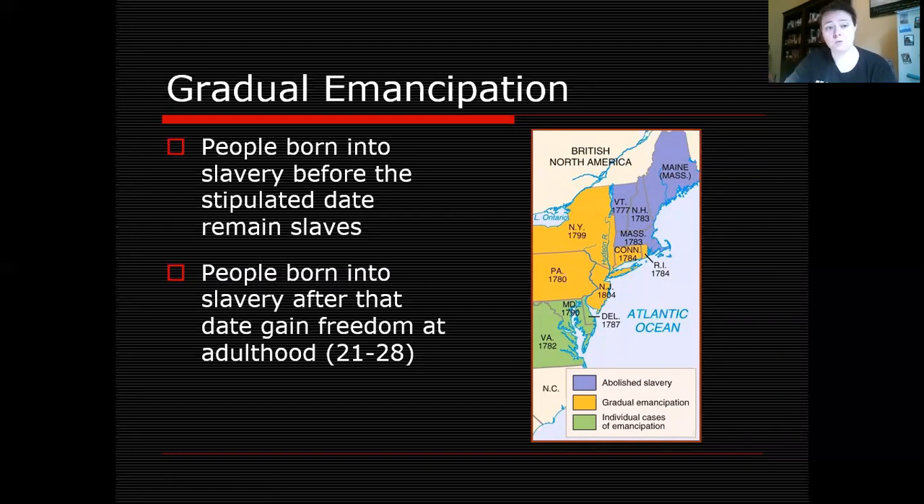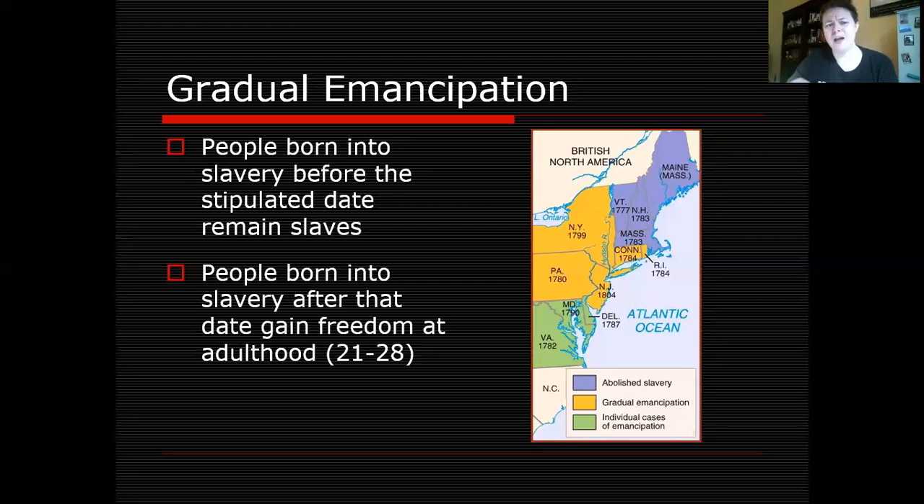So the way these laws would work is that they would typically specify a date. So let's just say, for the sake of argument, January the 1st, 1790. If someone was born into slavery before that date, under these laws, they're going to remain a slave. But if someone is born into slavery after that date, they will gain their freedom, but not until they reach adulthood. And the law would usually specify an age of adulthood. So it might be 21. Pennsylvania is actually as late as age 28.